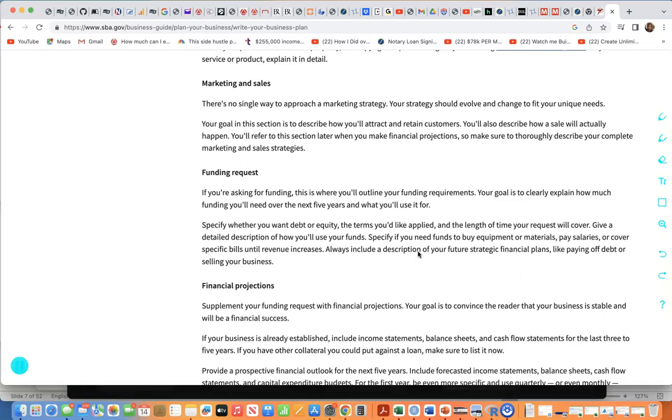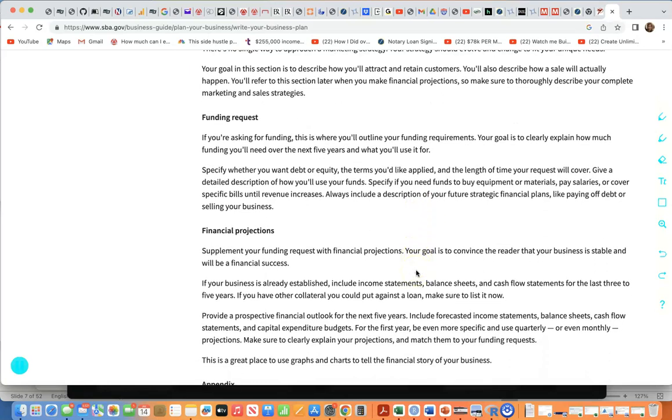If you are asking for money, then there's a section for your funding request, and that's where you outline what your funding requirements would be. And it says here your goal is to explain how much you're looking for over the next 5 years and how you'll use that money. Lenders don't want to just give you money for no reason. They want to know how you're using it and why.